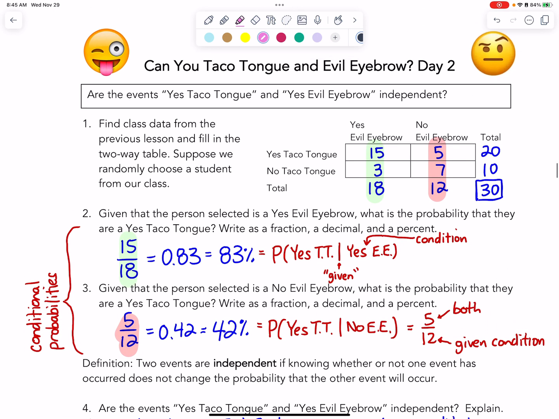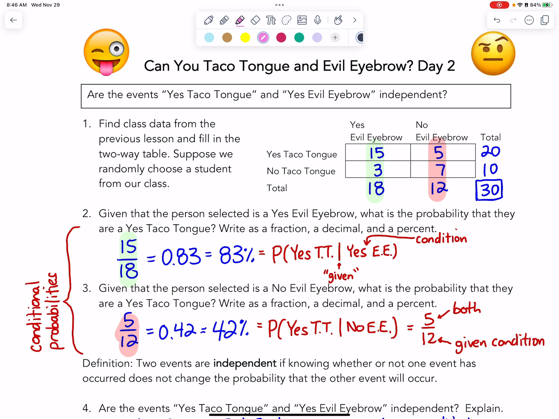And then let's look at number 3. It says, given no evil eyebrow, so notice in the red column, it's just the 12 there. So there I have just the people that cannot do evil eyebrow. I want to know what's the probability they can do taco tongue, and that's 42%.